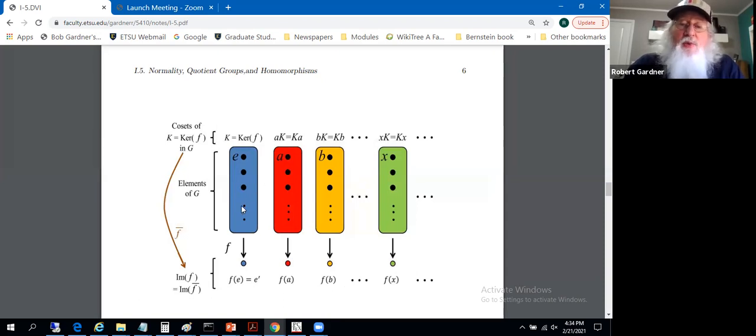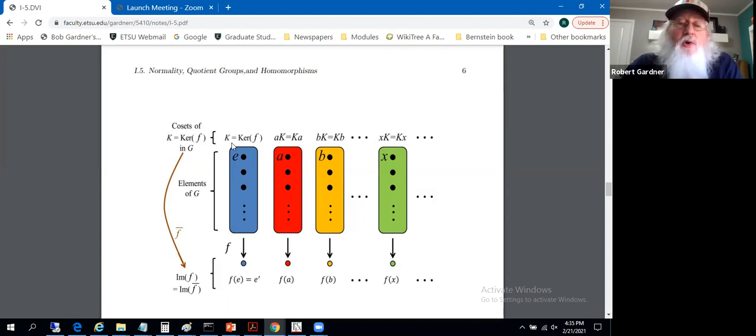The blobs, the blue one here, represents the kernel of homomorphism F. Right, we've got the identity down here in group H, e sub H, if you like, e prime, the identity down there in that other group, the codomain of homomorphism F. So everything mapped to the identity down here, that's in the kernel of that homomorphism. Let's call it K for kernel.